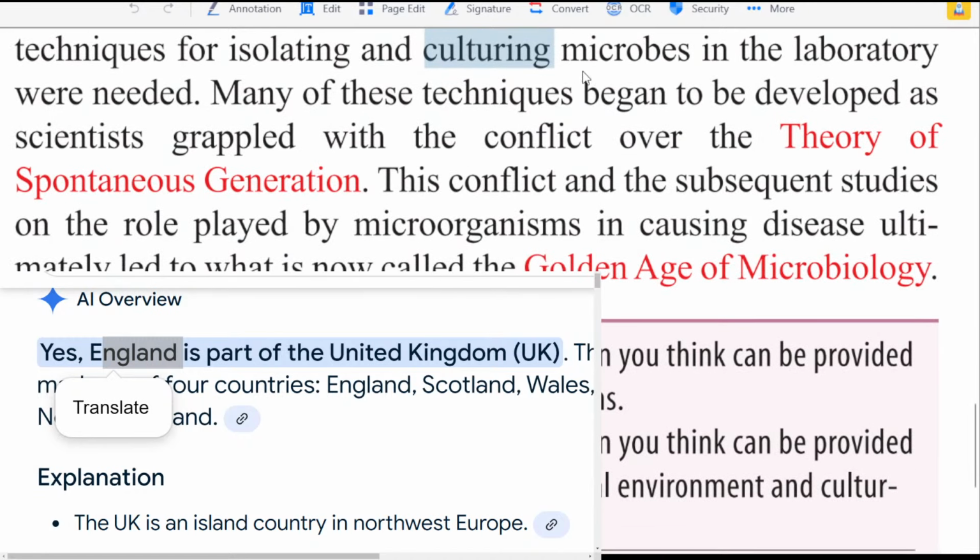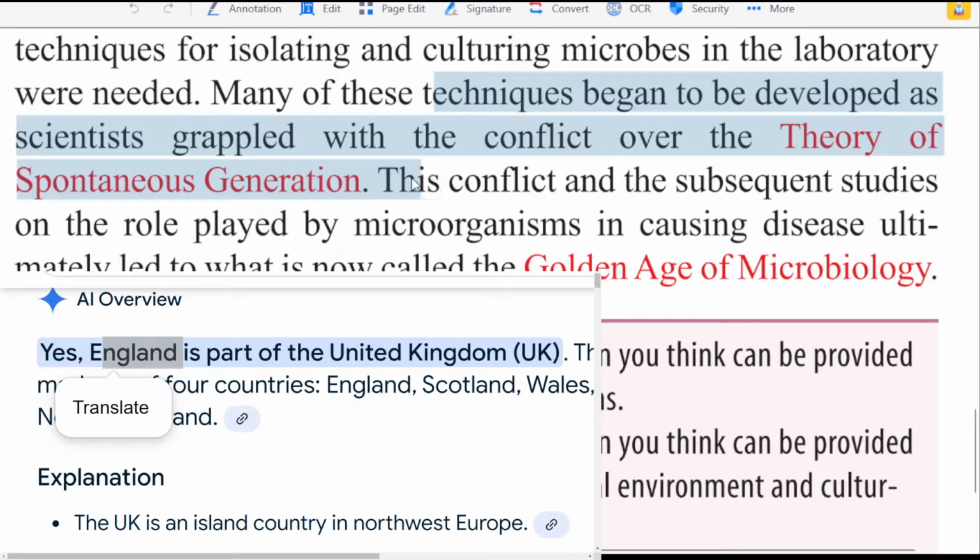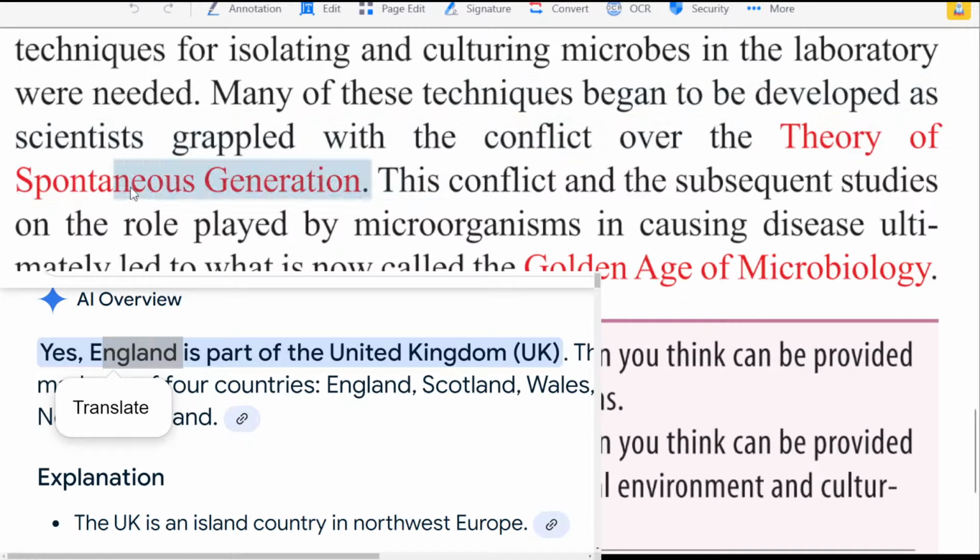Many of these techniques began to be developed as scientists grappled with the conflict over the theory of spontaneous generation. I blabbered about spontaneous generation a lot in my previous video, and it is a failed theory nowadays. It stated that life originated from nothing, spontaneously. We now know that life comes from life. If we are seeing a living being, there must be a parent from which it was produced.